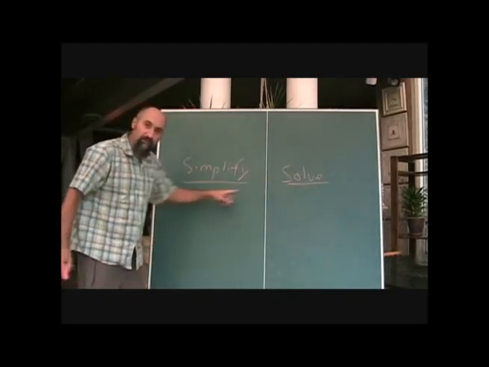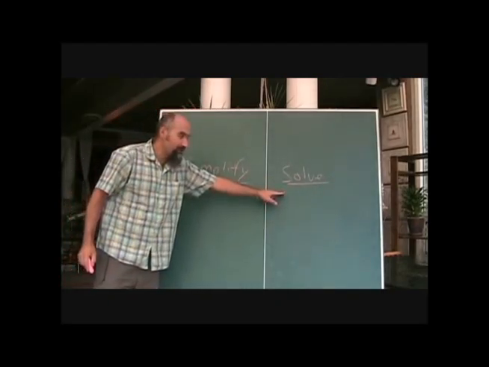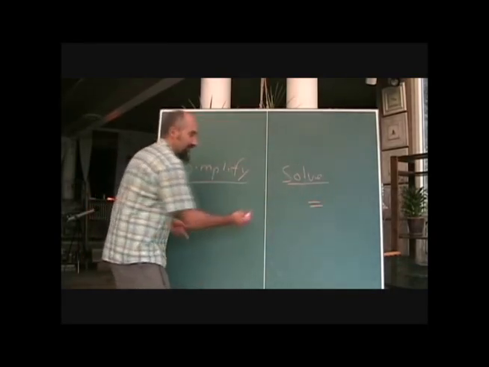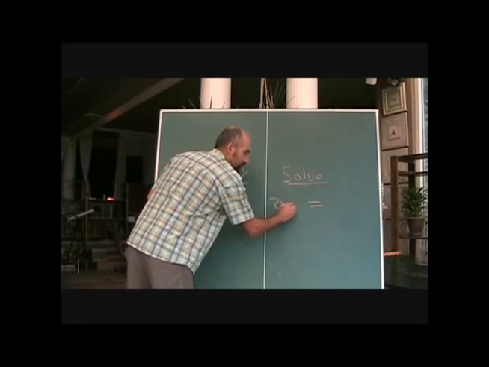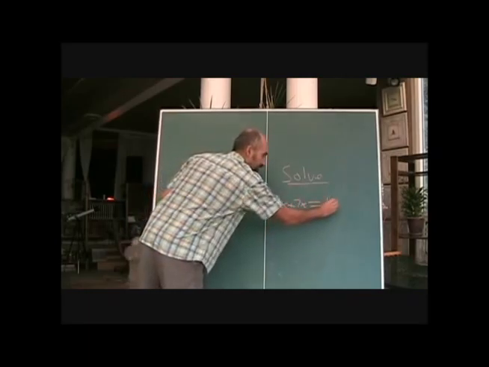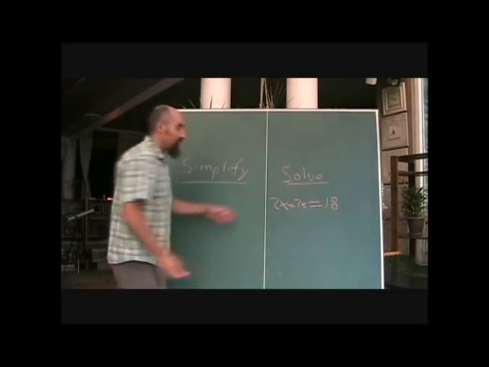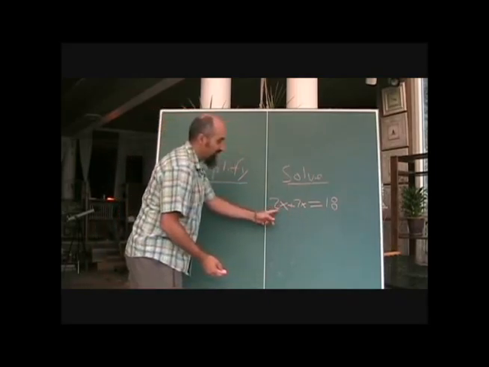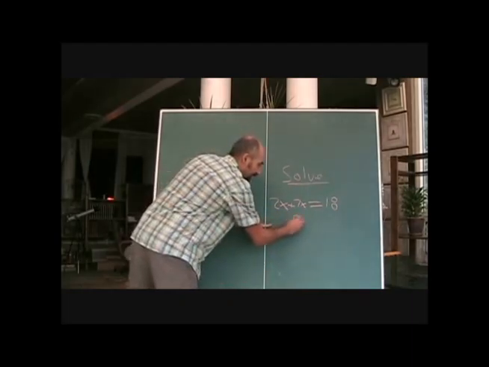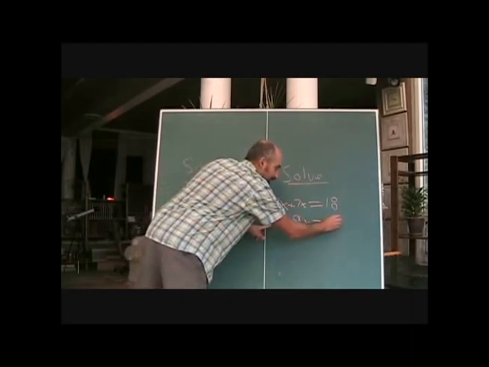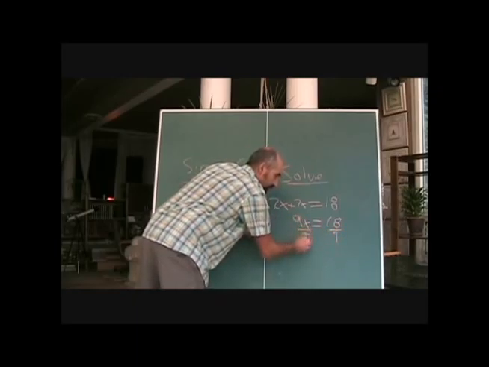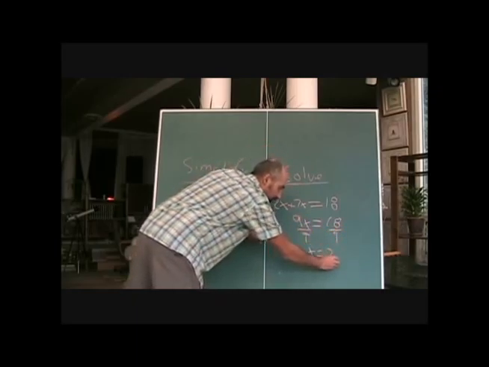Now the difference between simplify and solve is with solve, in the question, there's an equal sign. So for example, they would ask you here something like 2x plus 7x is equal to 18, and you would have to solve for the variable x. So 2x plus 7x is the same thing as 2 apples plus 7 apples is 9 apples. 9x is equal to 18, and then you divide by 9 to get your variable by itself. So x is equal to 2.